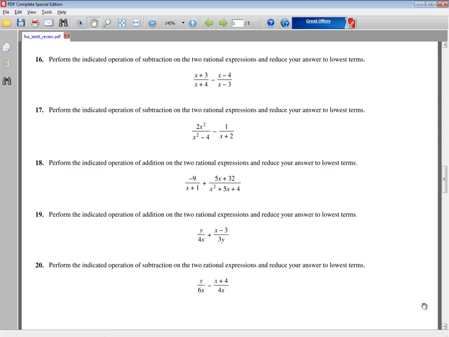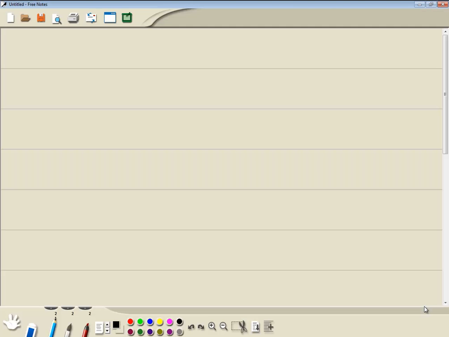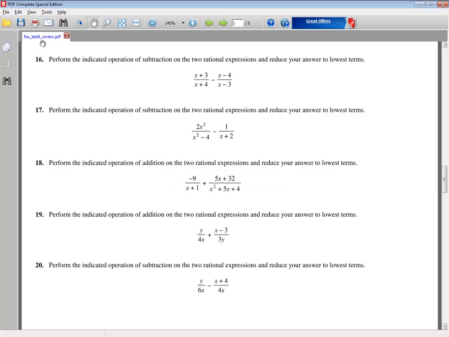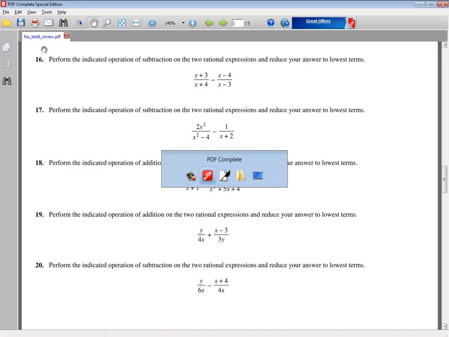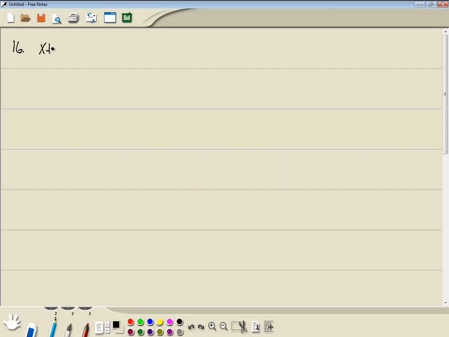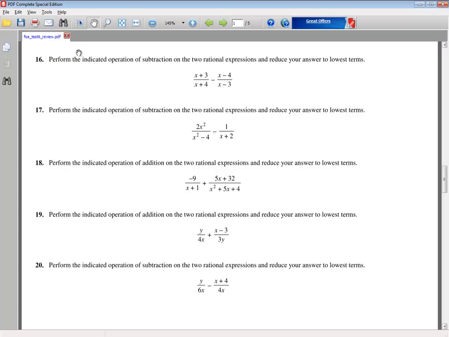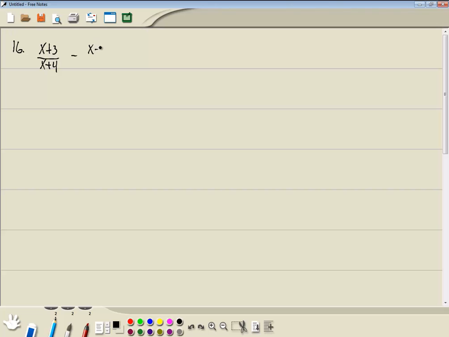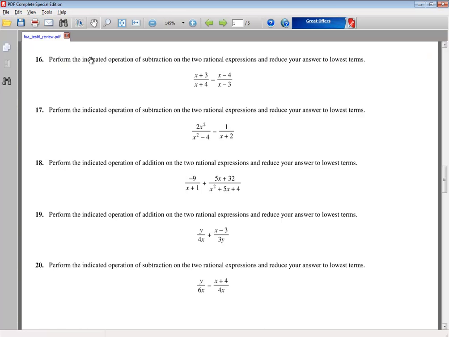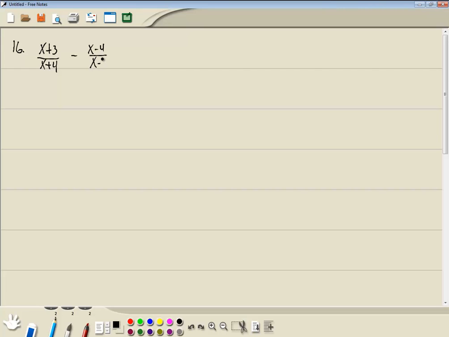Take a look at number 16. We got x plus 3 over x plus 4 minus x minus 4 over x minus 3. Now this is adding or subtracting rational expressions.